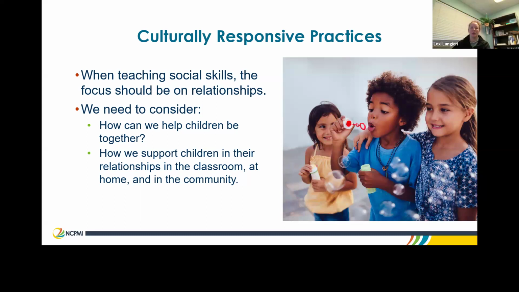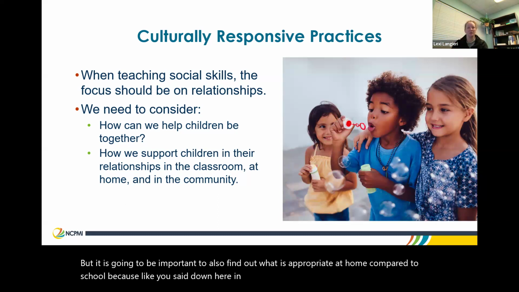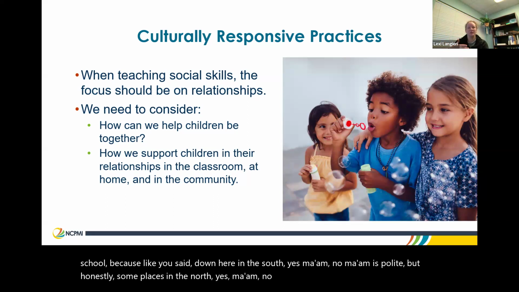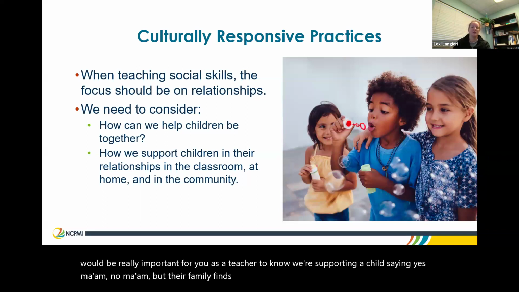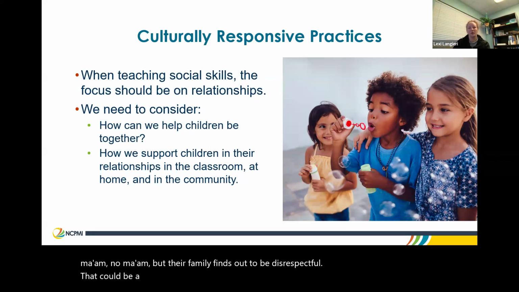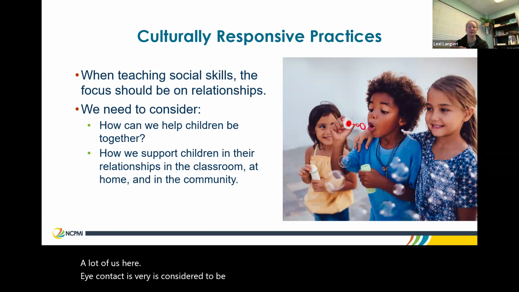Yeah. But it is going to be important to also find out what is appropriate at home compared to school, because, like you said, down here in the South, yes, ma'am, no, ma'am is polite. But honestly, some places in the North, yes, ma'am, no, ma'am is actually offensive. And so that would be really important for you as a teacher to know. If we're supporting a child saying yes ma'am, no ma'am, but their family finds that to be disrespectful, that could be a concern.